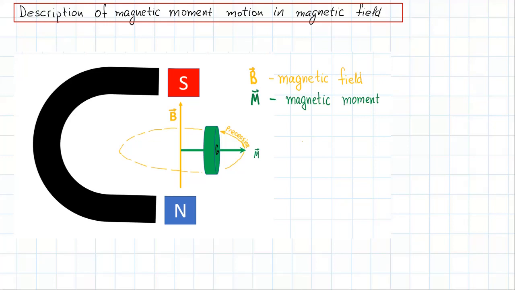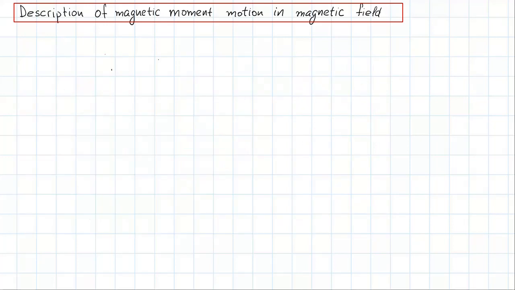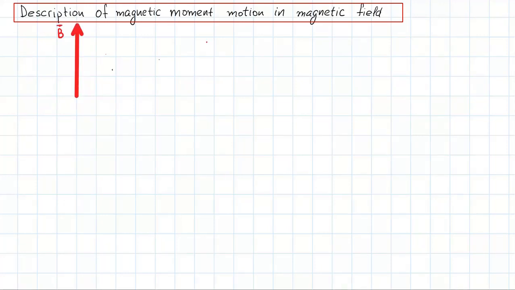For further mathematical treatment, it is convenient to make this figure a little bit more abstract and to introduce a coordinate system, where magnetic field B is oriented along the z-axis of the laboratory frame and the magnetic moment m precesses around the z-axis. My goal in this video is to provide a basic mathematical explanation for such kind of motion. There are different ways how to do this.